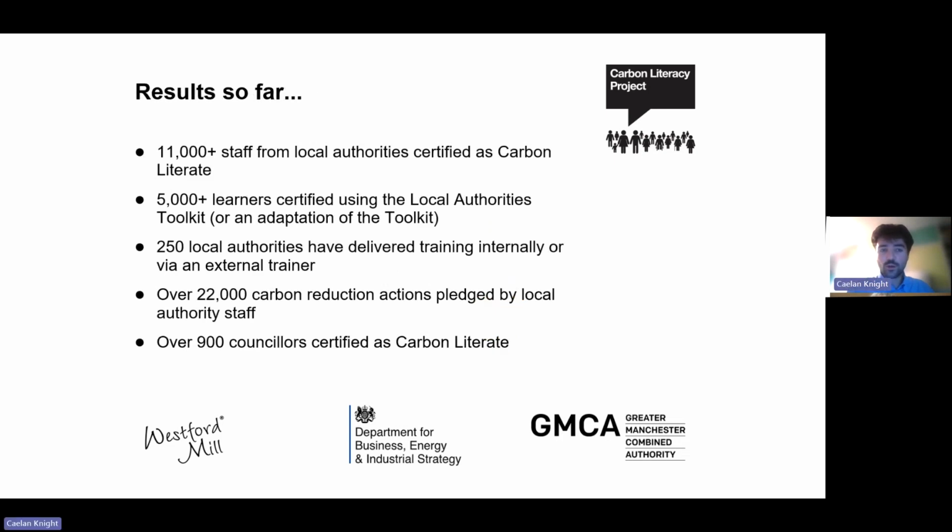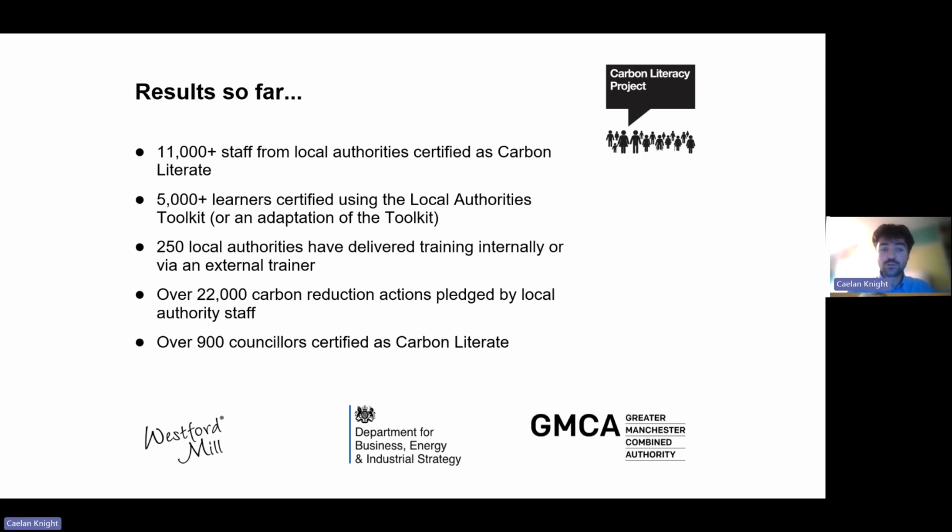So I'll just run you through a few results from our local authorities toolkit. We're really quite proud of how the rollout has been since we launched it 3 years ago, and it has very much become established in the sector. The majority of local authorities in the UK now are delivering carbon literacy training, either internally or using an external training provider. There's now been over 11,000 staff from local authorities in the UK certified as carbon literate. Over 5,000 of those have been certified using the local authorities toolkit.